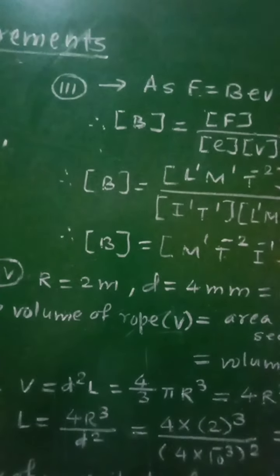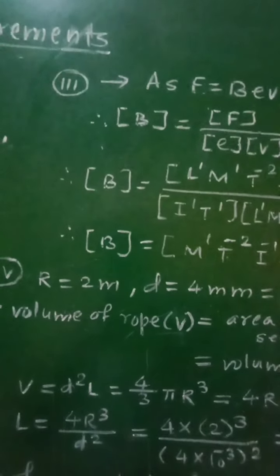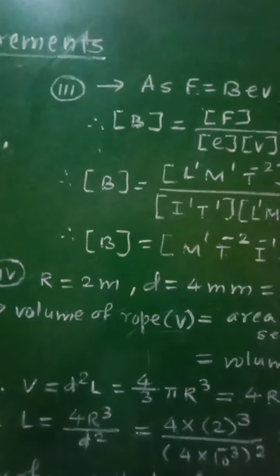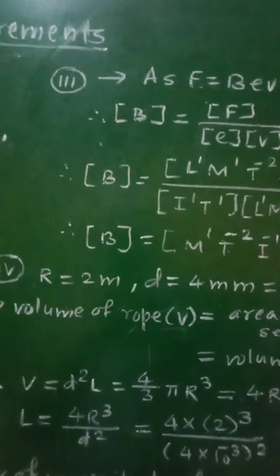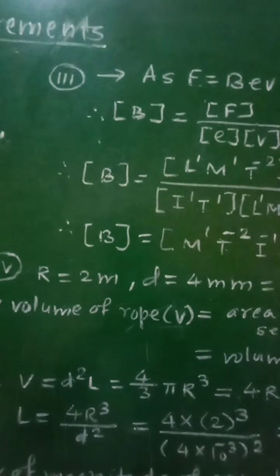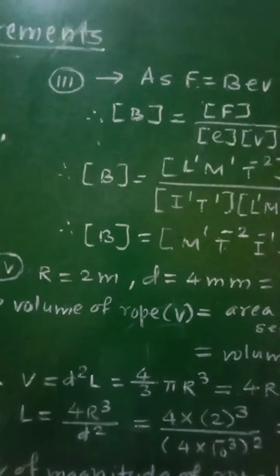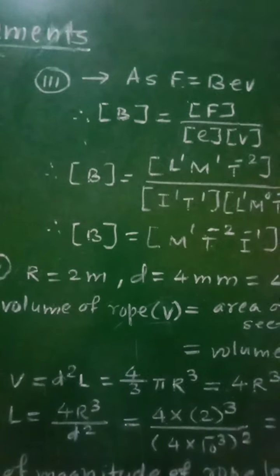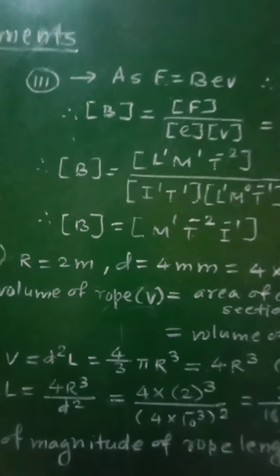enters a uniform magnetic field B with a velocity phi. The velocity is perpendicular to the magnetic field. The force on the charge E is given by magnitude of force F is equal to B E phi. Then obtain the dimensions of magnetic field B.